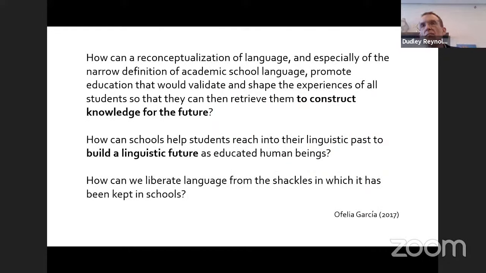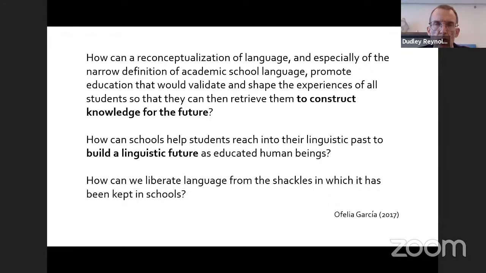I want to close today with a quote from Ofelia Garcia, who many of us know in connection with her work on translanguaging. It's a very, very powerful quote to me. She says, how can a reconceptualization of language, and especially of the narrow definition of academic school language, promote education that would validate and shape the experiences of all students so that they can retrieve them to construct knowledge for the future? How can schools help students reach into their linguistic past to build a linguistic future as educated human beings? How can we liberate language from the shackles in which it has been kept in schools?